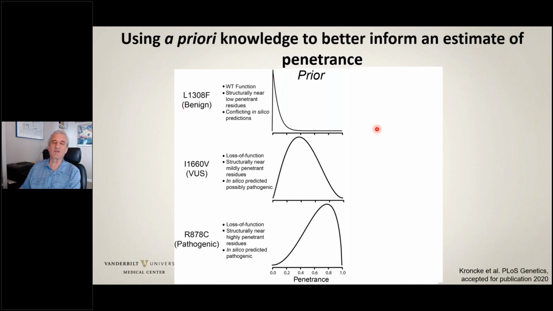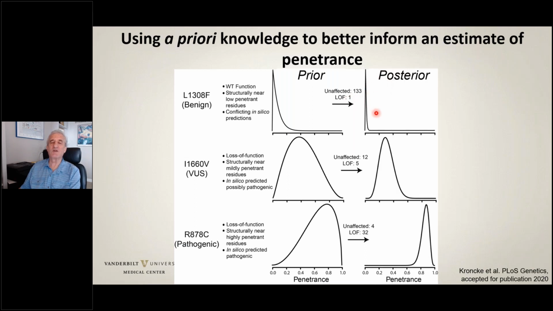Then you go into the literature, and here there are 134 cases reported. 1 of them is a loss of function. Here there's 17 reported, 5 are loss of function. Here there are 36 reported, and 32 are loss of function. So you can then use these data, the population data, and combine them to an improved estimate of penetrance. And again, there's still some variability in your estimate.